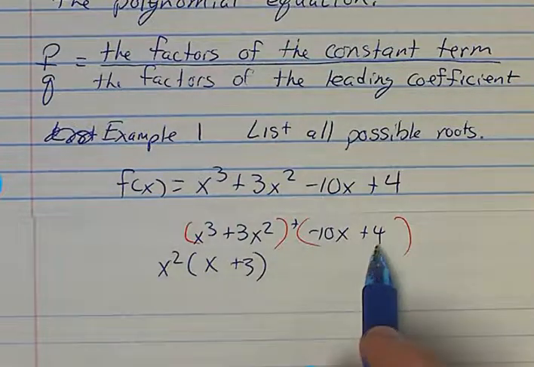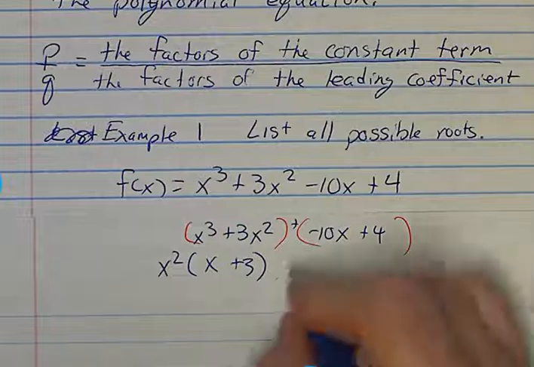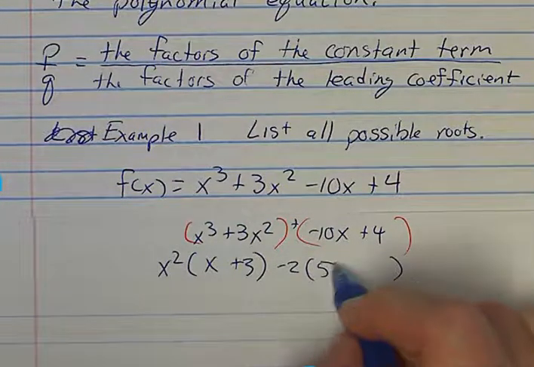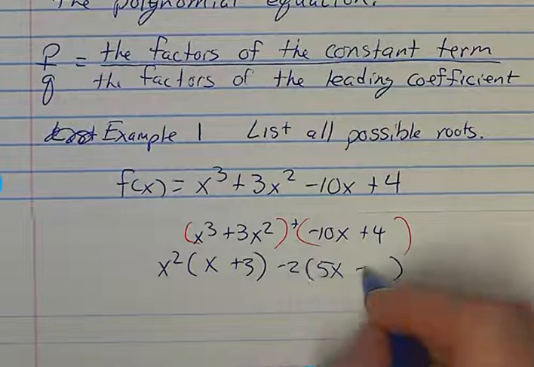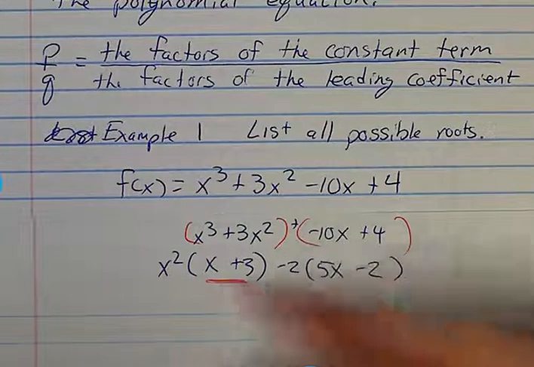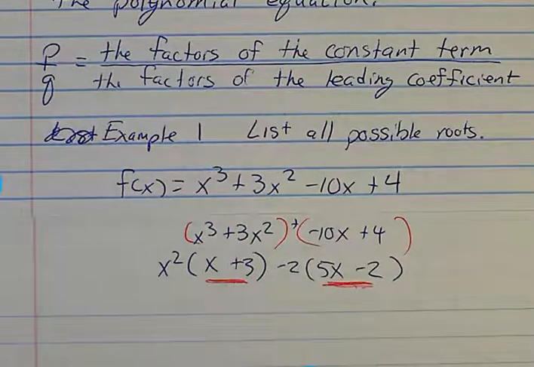Negative 10 and 4, you can divide them both by 2 or negative 2. Let's take out a negative 2 just to see what happens. You're left with a 5x, 4 divided by negative 2 would be a negative 2. Now, here's why factor by grouping doesn't work. Because if factor by grouping was going to work, these 2 things in the parentheses have to be the same, and it's not.